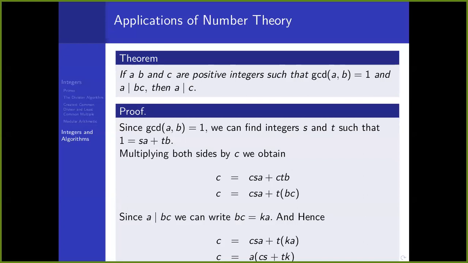So we want to prove this theorem. It says that if A, B, and C are positive integers, such that A and B are relatively prime, that is the GCD of A and B is equal to 1, and we are also given that A divides the product of B and some other integer C, then A must divide C.